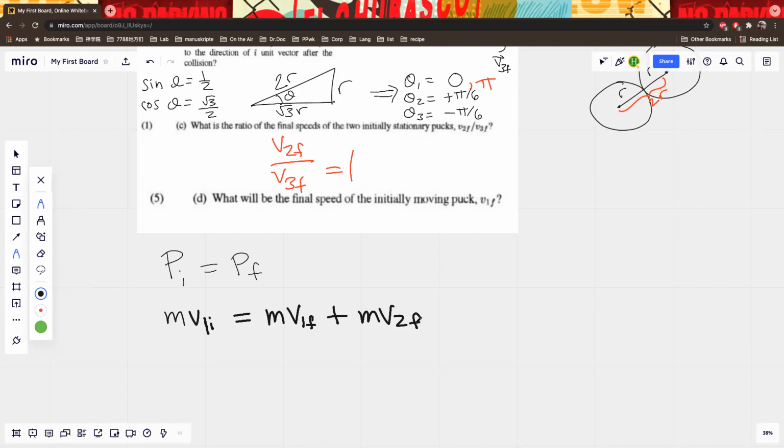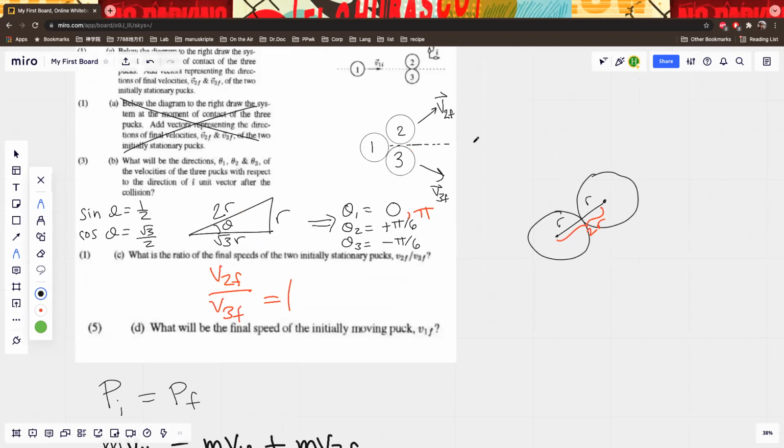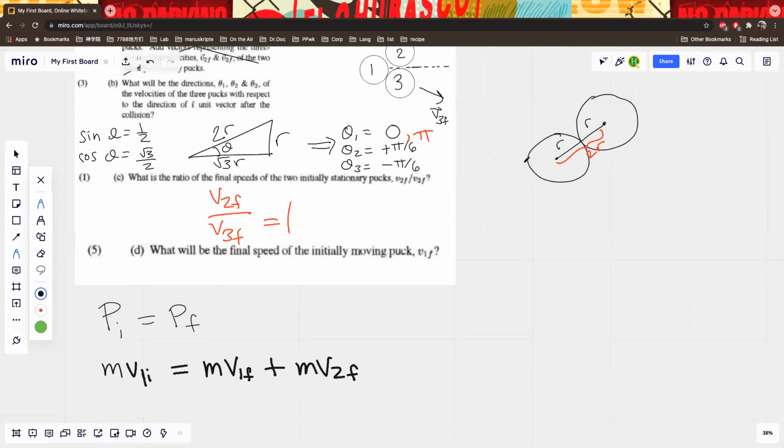Now, don't you think we should do cos of theta, because we have this velocity vector. We're conserving linear momentum. We're conserving the momentum in the x direction. Yeah, we're focusing on the x direction. So it would be cos theta, and then plus the mass times the third velocity, and that would also be cos theta. Very good.